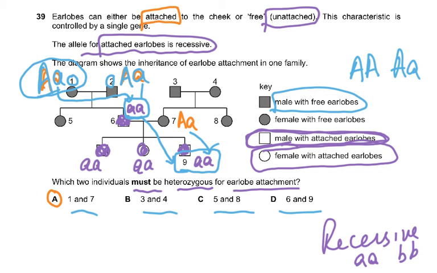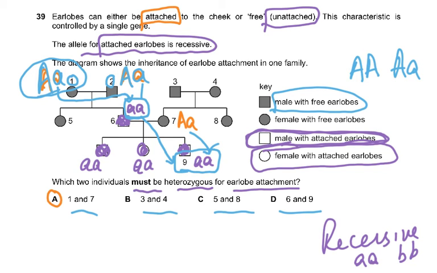So he is small a, small a. So then it has to come from both the parents. So 1 and 7. 1 was big A, small a, and 7 was big A, small a. Why? Because child 9 is the child of 6 and 7. 6 is the father and 7 is the mother, and they have 3 children, and 3 of them have the recessive trait.